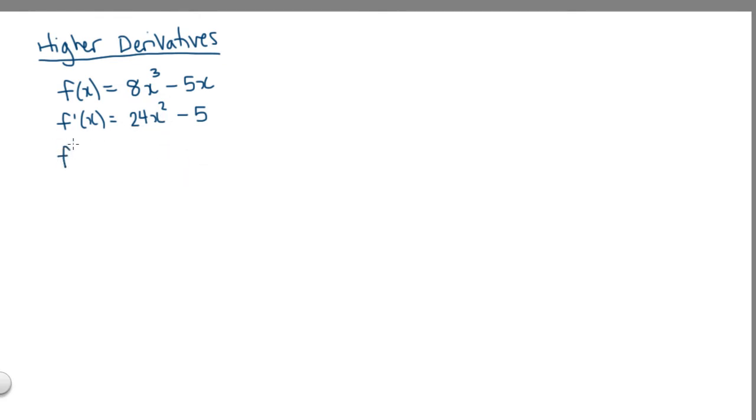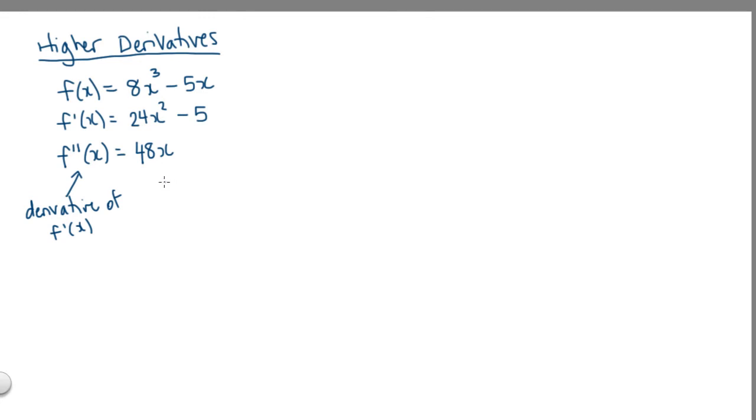So the next thing we would write down is f double prime of x, or we might also call that the second derivative of f. And this just represents the derivative of f prime of x. So we're just taking the derivative of the previous step. So if we take another derivative, we get now 48x.